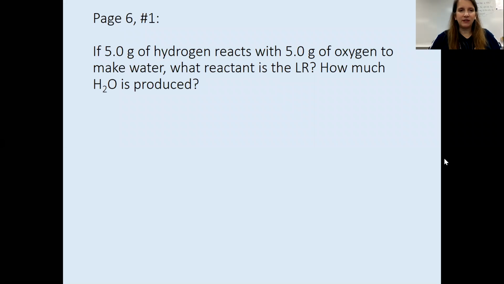Hey students, in the last video we talked about the concept of limiting and excess reactants. So in this video we're going to calculate how to determine which reactant is the limiting reactant. So we're going to start on page 6, number 1.